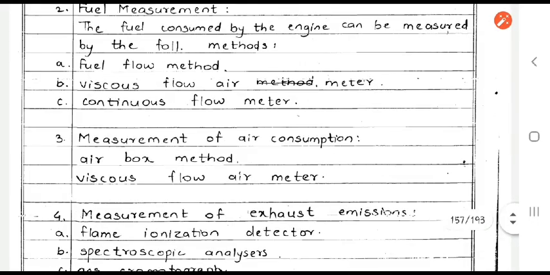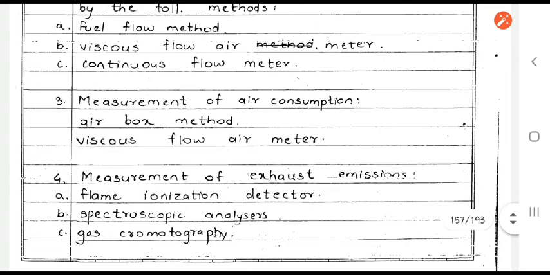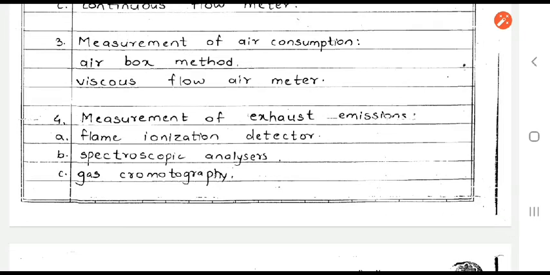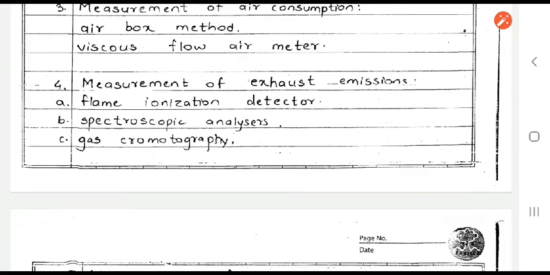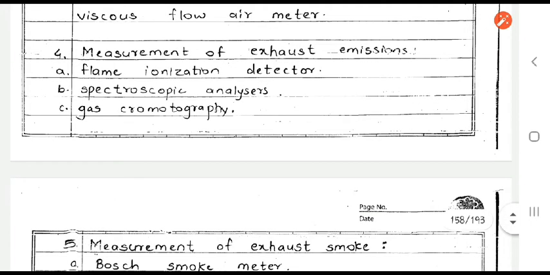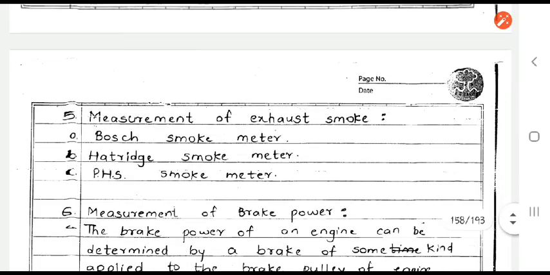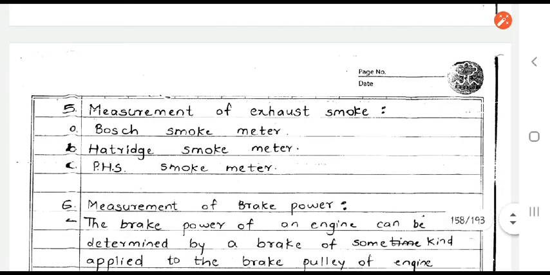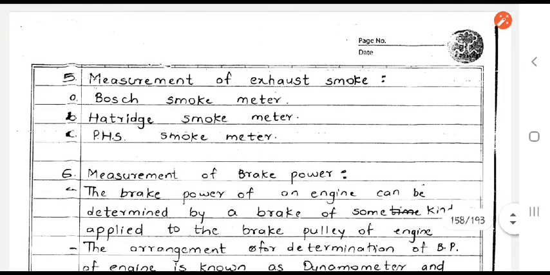Then for measurement of air consumption, again we have two methods, the air box method and the viscous flow air meter method. The fourth one, measurement of exhaust emission. The first method is the flame ionization detector method, the second is spectroscopic analyzers, and the third is gas chromatography. Then for measurement of exhaust smoke, we can use the Bosch smoke meter, Hartridge smoke meter, and PHS smoke meter.